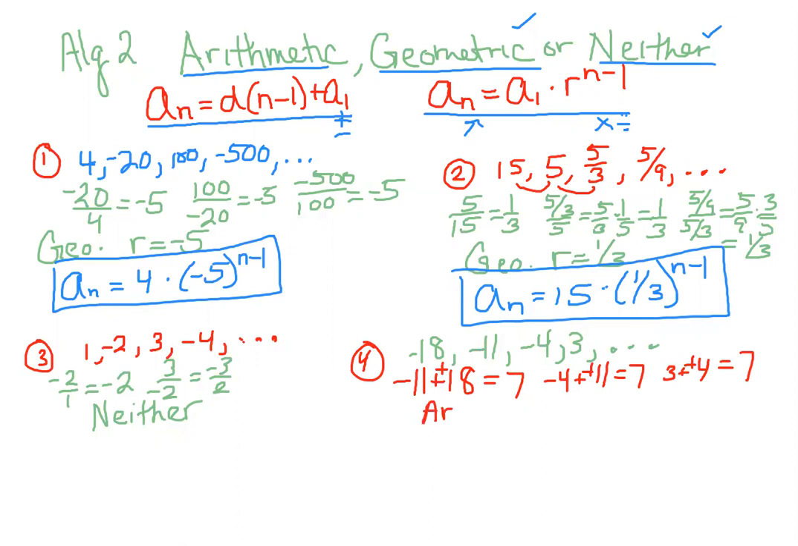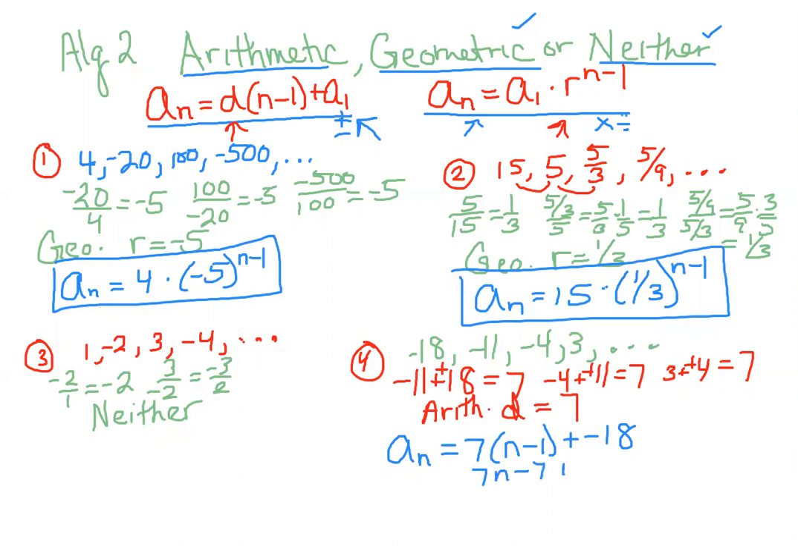So this is arithmetic. And arithmetic has a D, geometric has an R. D is 7. We're adding 7 each time. So to find our rule, we're going to use this. I'm going to say an equals 7 times n minus 1 plus a1. Don't leave it like this. Simplify it. Distribute the 7, and then write it as 7n minus 25. That is how I like to have it.